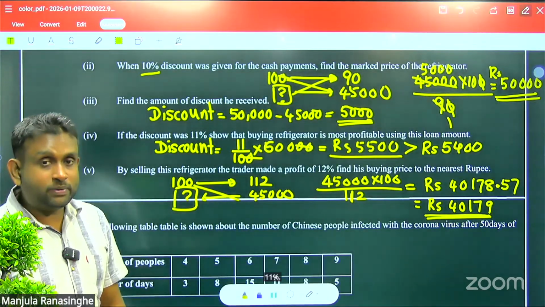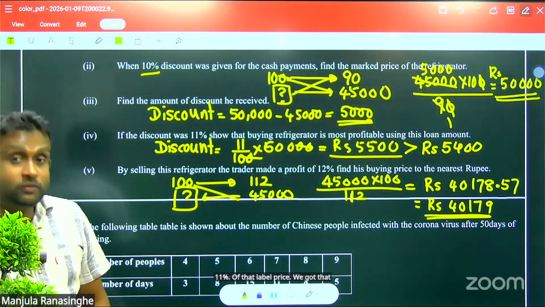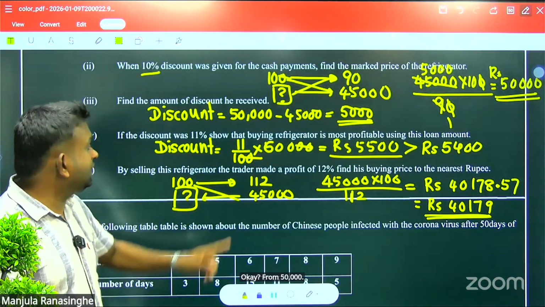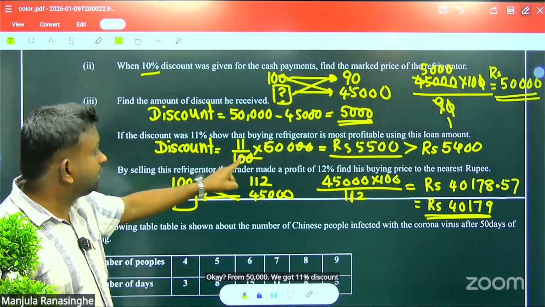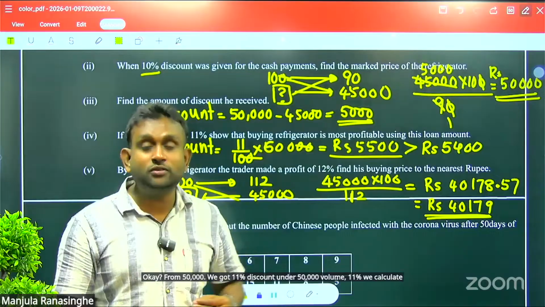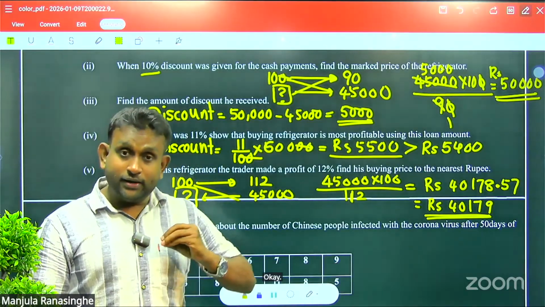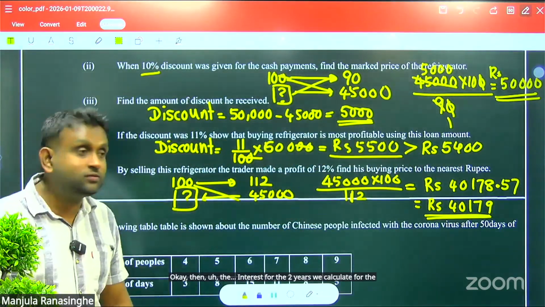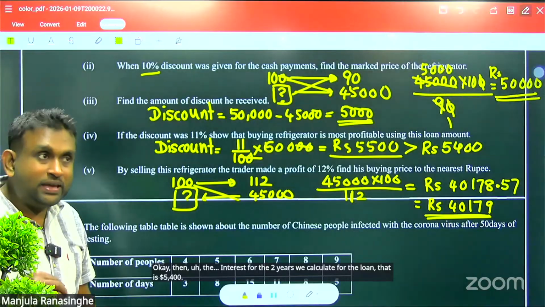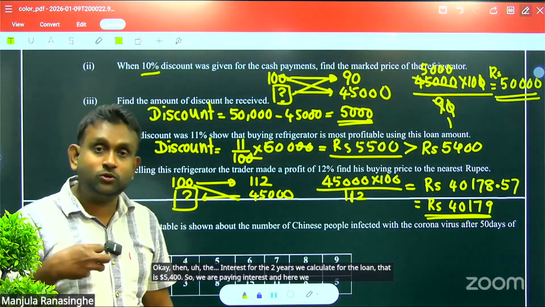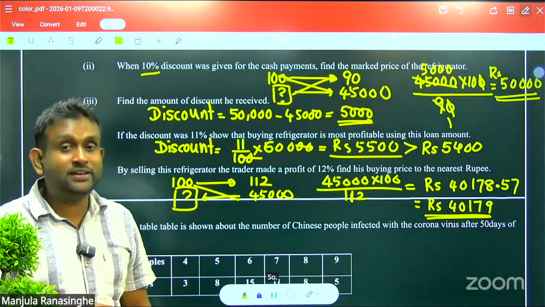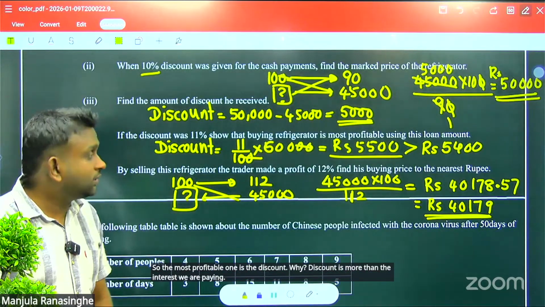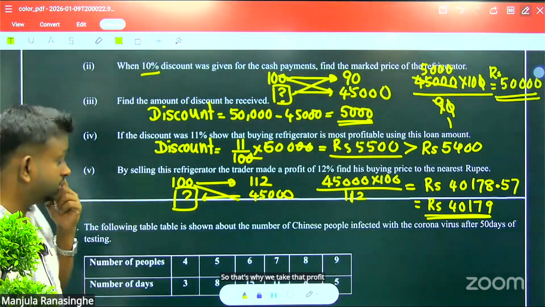Of that label price, the marked price is 50,000. From 50,000 we get an 11% discount. Calculating 11% of 50,000, that is 5,500. Then the interest for the 2 years of the loan is 5,400. So we are paying interest and here we are getting a discount. The most profitable one is the discount. Why? The discount is more than the interest we are paying. So it is still profitable.